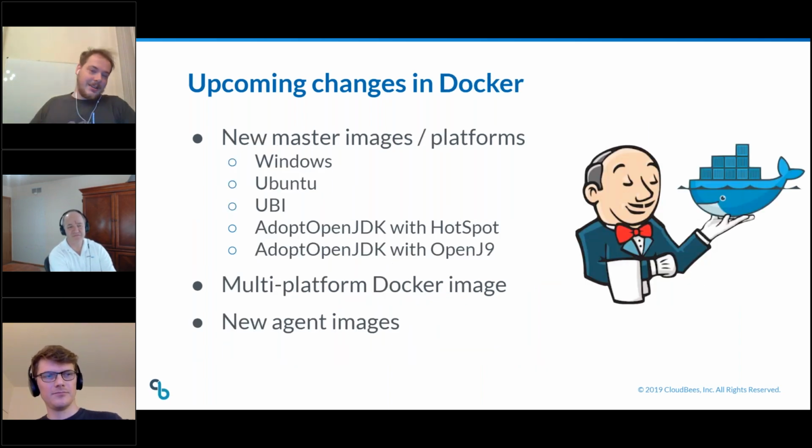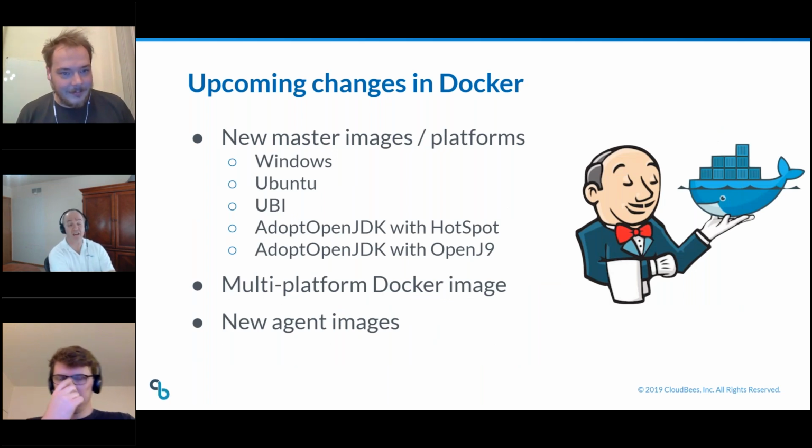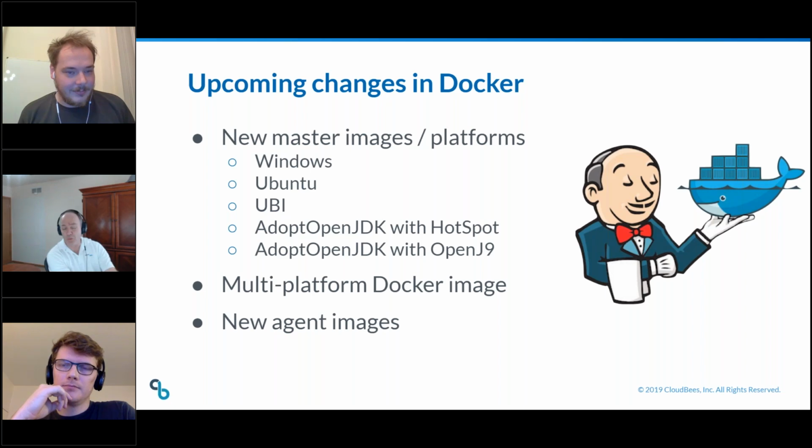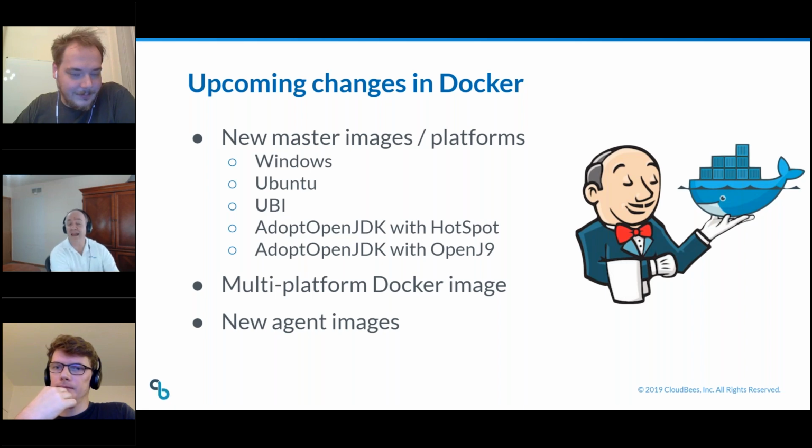Now we've got new master images that were proposed, and we have pull requests for, including proposals to do a Windows-based master image, Ubuntu, Red Hat's UBI, AdoptOpenJDK with both Hotspot and the OpenJ9 execution engine, multi-platform Docker for those who want to run on System z (s390x) or PowerPC or ARM, and new agent images.